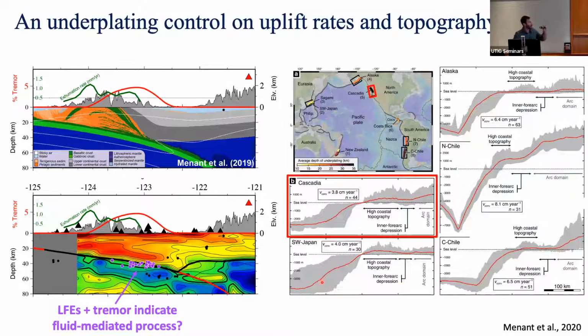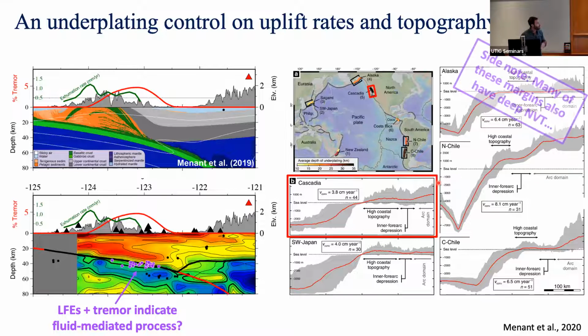I'd like to point out that Cascadia is not the only margin that has these regions of elevated forearc topography. We see this actually in a lot of subduction zones globally: Nankai, Alaska, we see it in Hikurangi, we see it in Chile. And one thing to note is basically all of these margins also have deep non-volcanic tremor associated with them. That fluid at these intermediate depths may allow for enhanced basal accretion and therefore drive this uplift of your forearc topography.